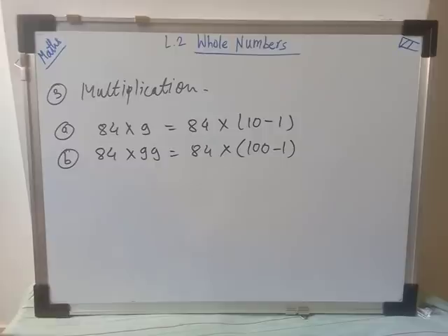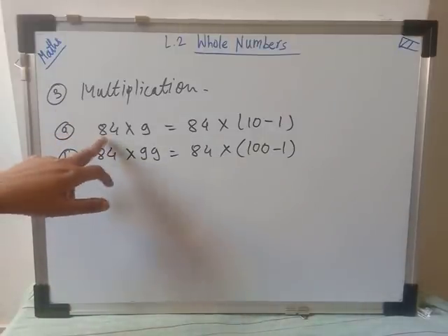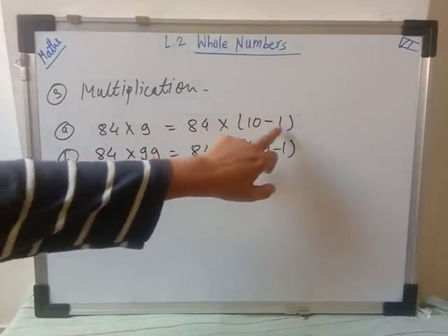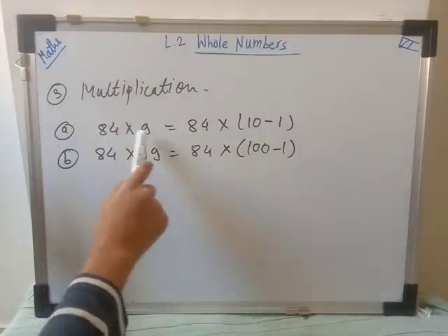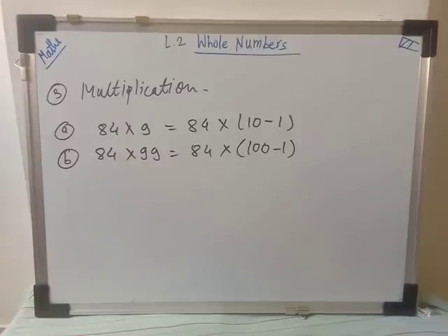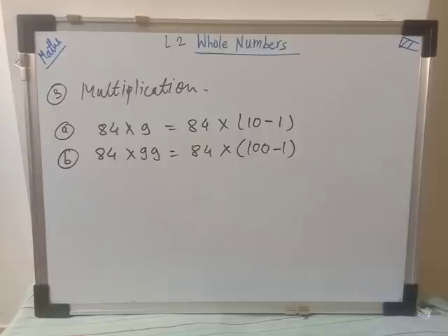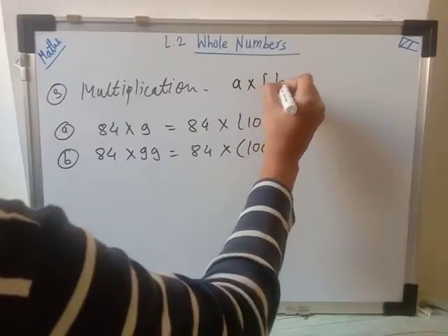For division also you can do it. So first example, and this example is from our textbook. 84 multiplied by 9 is equal to 84 multiplied by 10 minus 1. From this example, see the arrangement of the numbers. In which property have we learned this type of arrangement? Yes, that is the distributive property, distributive of multiplication over subtraction, like in this way, a multiplied by b minus c.